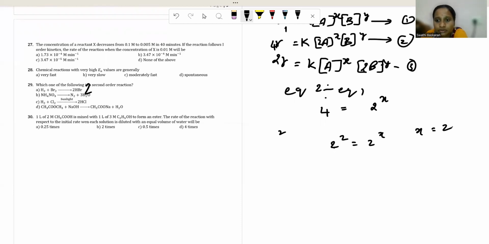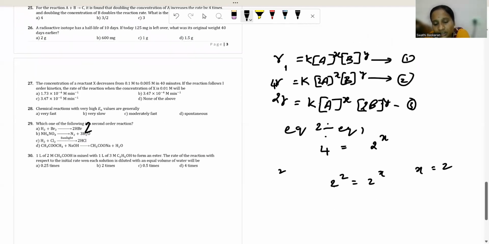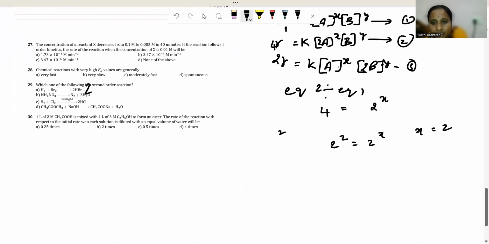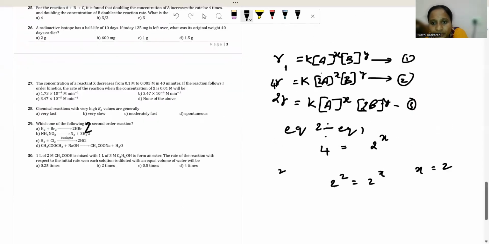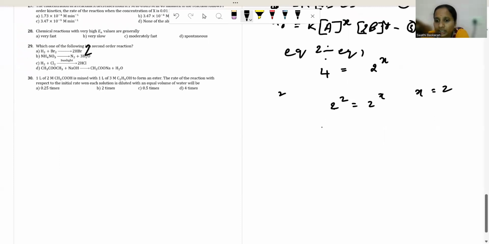Similarly, we will also do it for y. How do you solve? You take the equations where the concentration of A terms are the same, so you take equation 1 and equation 3. If you divide equation 3 by equation 1, A raised to the power x will get cancelled, and the remaining will be 2 equal to 2 power y. If 2 is equal to 2 power y, then y will become 1.